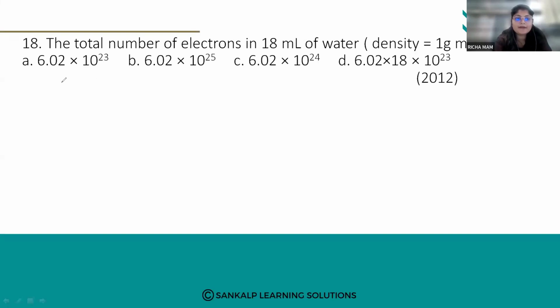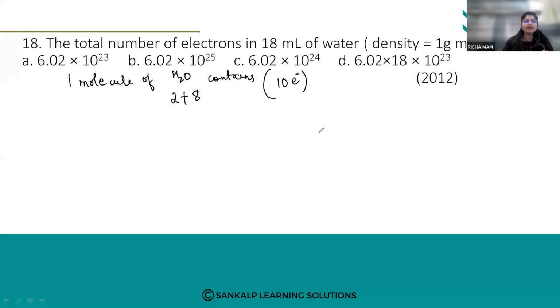Yes. So we know that one molecule of water contains hydrogen, which contains 2 electrons, and oxygen, which contains 8 electrons. So it is 10 electrons. One molecule of water contains 10 electrons. Then let us calculate the mass of 18 ml. They have asked what is the total number of electrons in 18 ml of water.